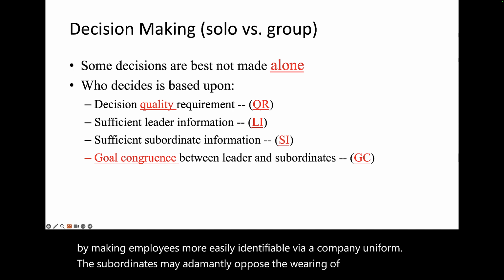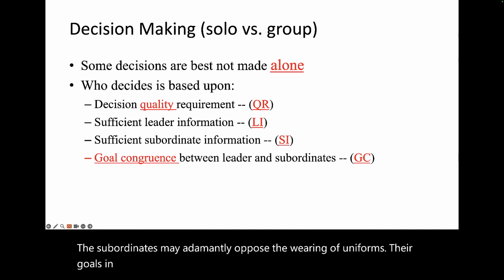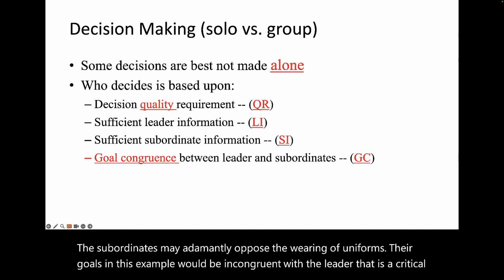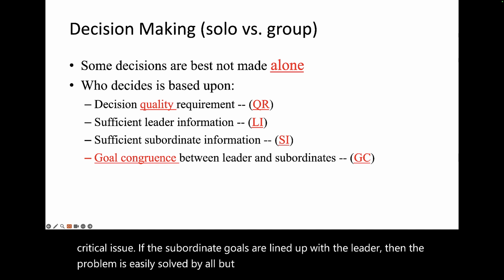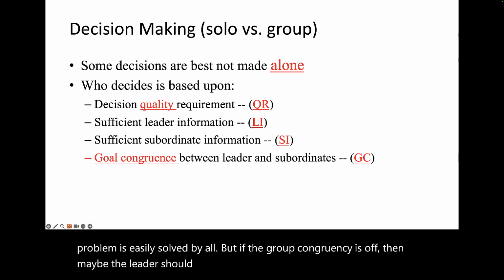That is a critical issue. If the subordinates' goals are lined up with the leader, then the problem is easily solved by all. But if the group congruency is off, then maybe the leader should make the decision alone. Getting buy-in can be critical at this juncture. Of course, the structure of the problem is another thing to consider.